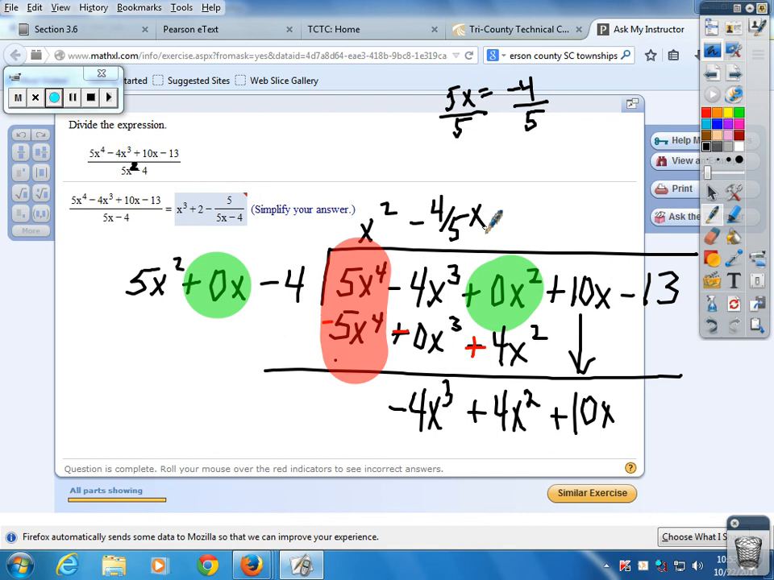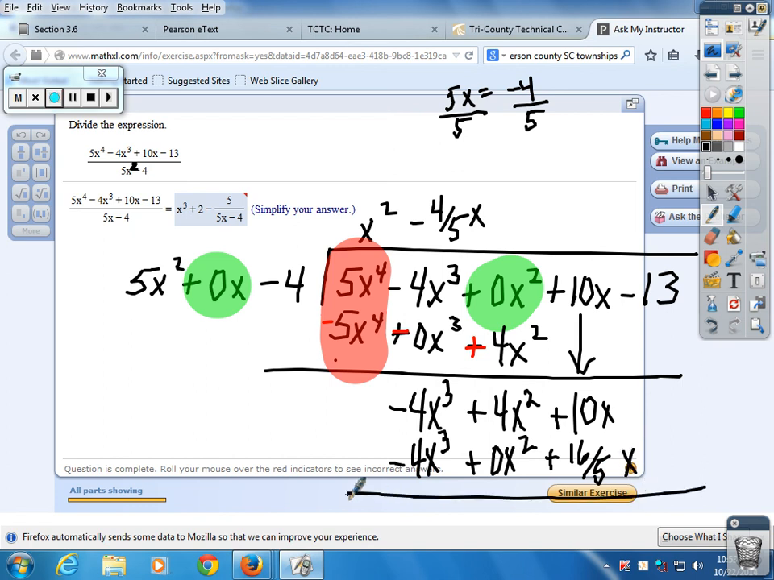And -4/5 x times this is what? -4x cubed. And then this is 0x squared. And then -4/5 times this is -16/5 x, or positive 16/5 x. And then you always subtract. And that's going to be a positive, a negative, and a negative. And that goes out.